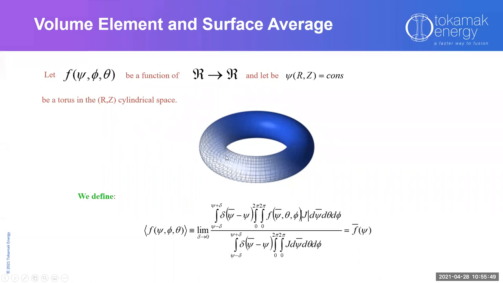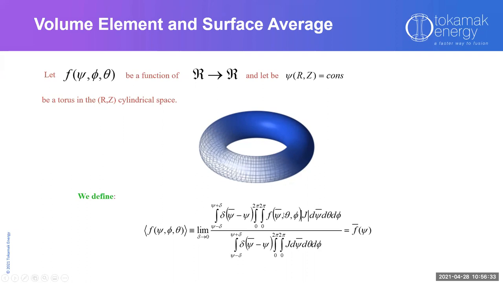And so we want to introduce now the concept of the flux surface average of this function. So what we do is we define it as follows. So it's basically the integral. Here you see the integral in theta and phi. So you do the integral in theta and phi of your function, times, of course, the Jacobian that takes into account the metric on the surface, and then you take the limit of delta that goes to zero of a little volume around your surface, which becomes smaller and smaller.